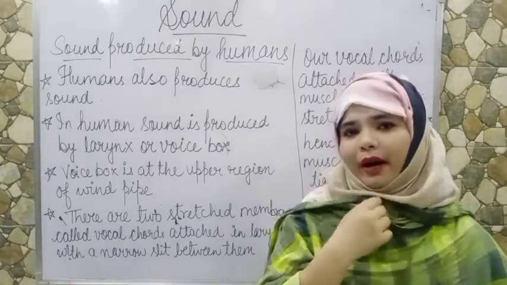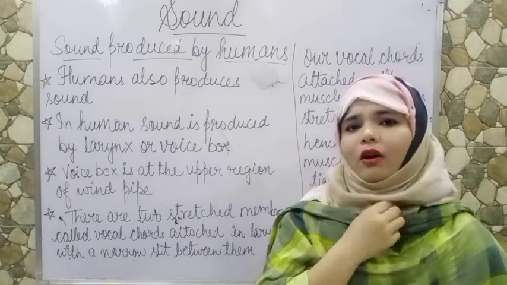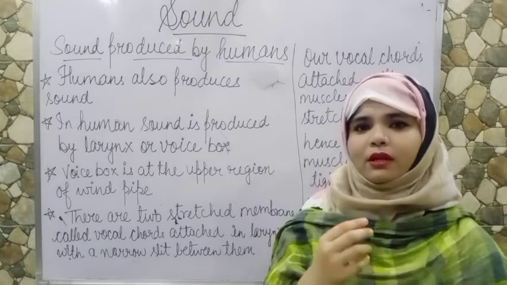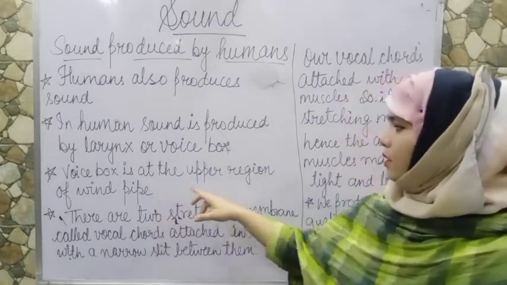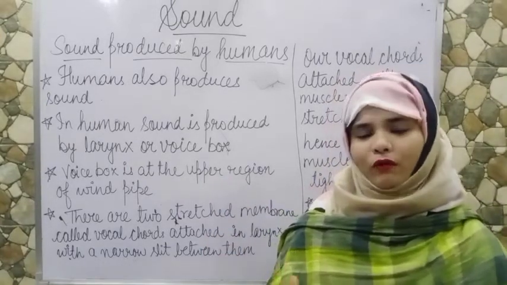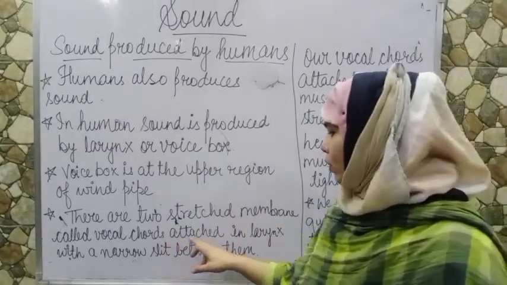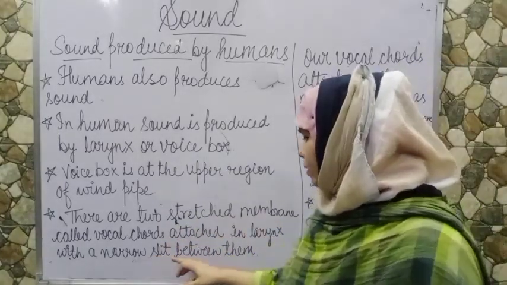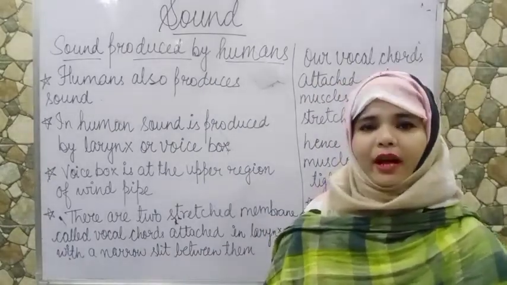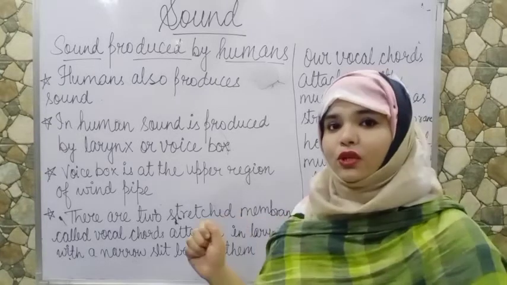Actually, we have a windpipe through which air passes. And on the top of the windpipe, we have the larynx or voice box, which produces sound. The voice box is situated at the upper region of our windpipe. There are two stretched membranes called vocal cords attached in the larynx with a narrow slit between them.